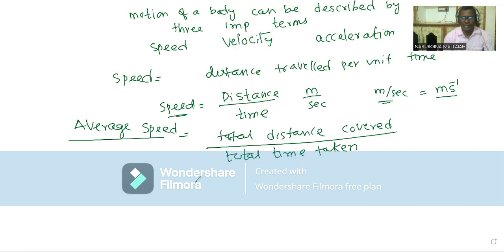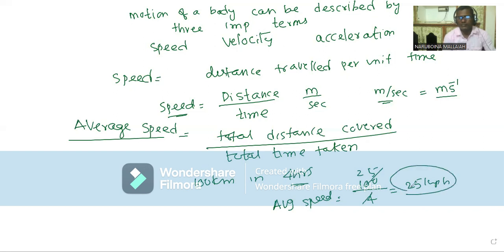Right? Suppose I cover 400 kilometers in 4 hours. Now I'm calculating average speed. Average speed: total distance, that is 100 kilometers, by total time, 4 hours. 100 by 4, that is 25 kilometers per hour. Meaning, see, it is not moving with 25 kilometers every hour.